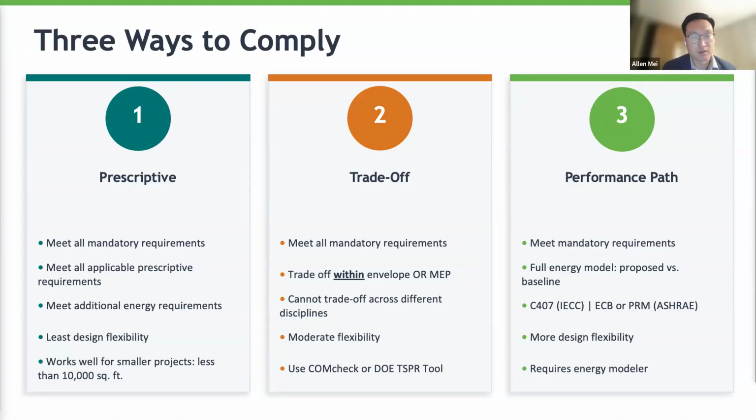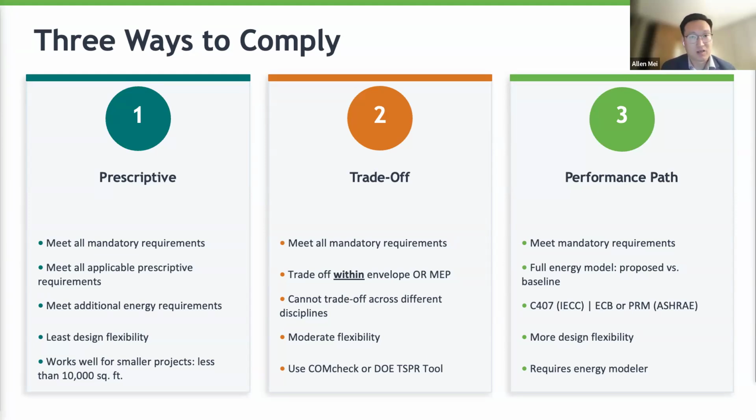Option number two is to do trade-off. This trade-off is within envelope or mechanical. For envelope trade-off, it's very straightforward. You run that in COMcheck. In IECC, it's called the component performance path. Basically, it's total UA, U times A of all the components combined, and then you compare the designed UA versus the baseline UA. In 90.1, it's a little bit different. It's called Appendix C, envelope trade-off. It's a simulation done in COMcheck. In this code cycle, they introduced something called TSPR, total system performance ratio, for the mechanical compliance path. Basically, a similar concept. You can trade off within mechanical.